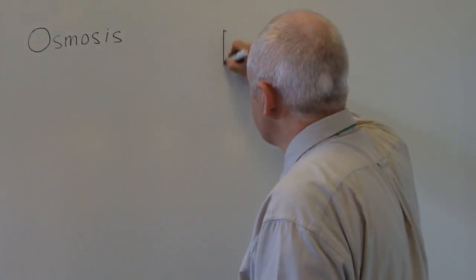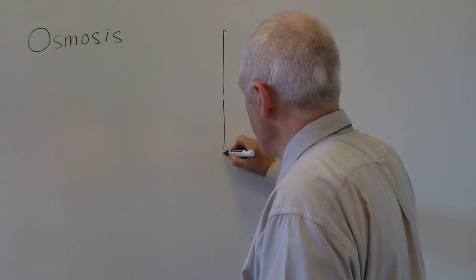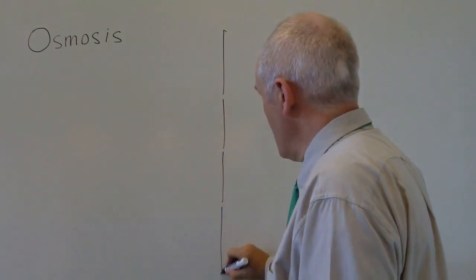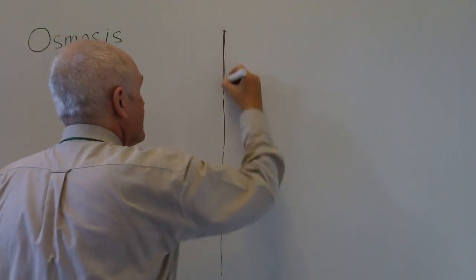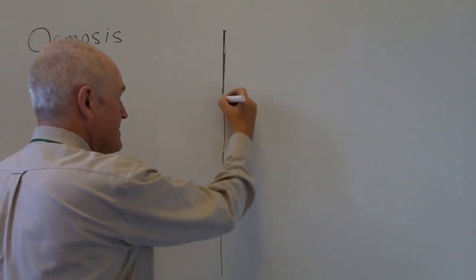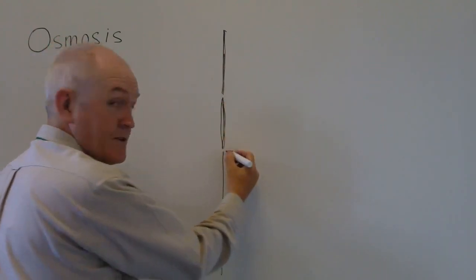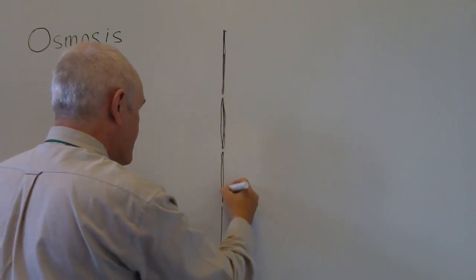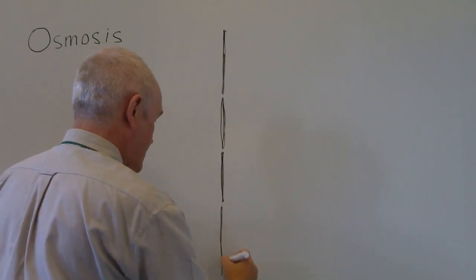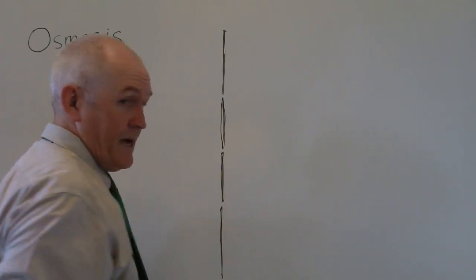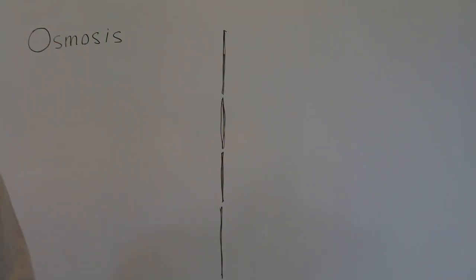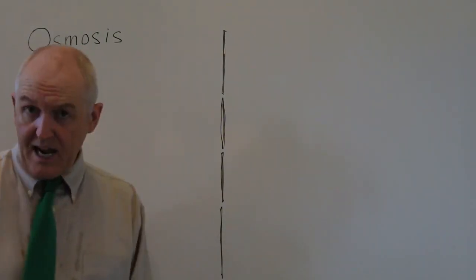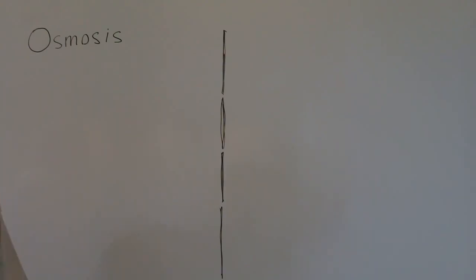So here we have a membrane. And what we notice is there are small gaps in this membrane. So there's a small gap here, another small gap there, another small gap there, another small gap there. Now let's think about the situation where we have proteins and water together.